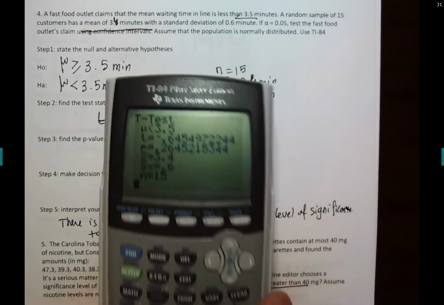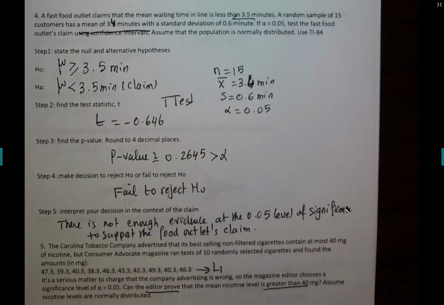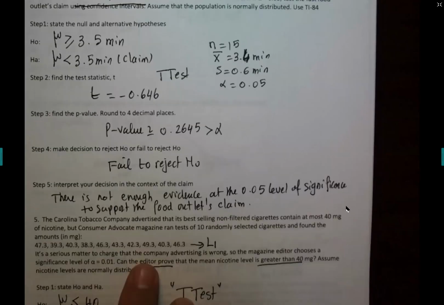There you go. The 0.2645, guys, is bigger than alpha, which is, what did he give us, alpha? 5%. You fail to reject the null hypothesis, and let me show you. We failed to reject H0.